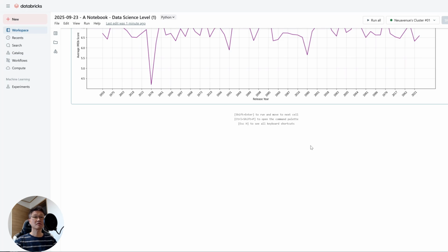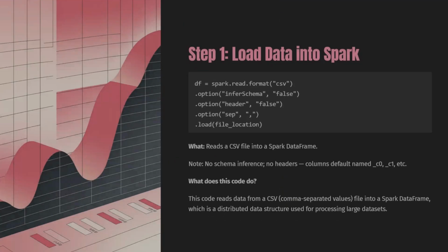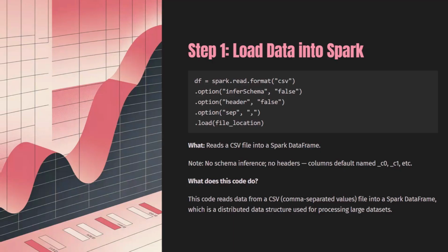Before we begin, here is an easy-to-understand explanation of this code. I'm going to start with the first code. The first step is to load data from a specific file path into a Spark data frame. This code reads the data from a CSV, comma-separated values file, into a Spark data frame, which is a distributed data structure used for processing large data sets.